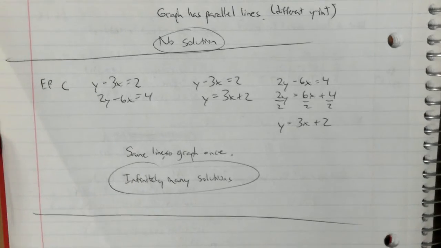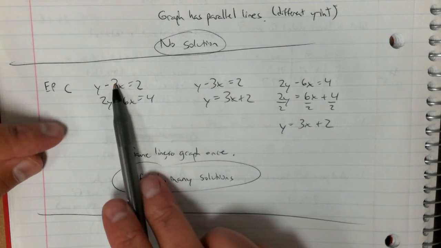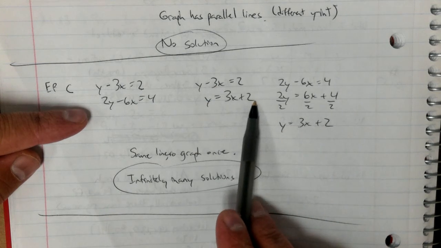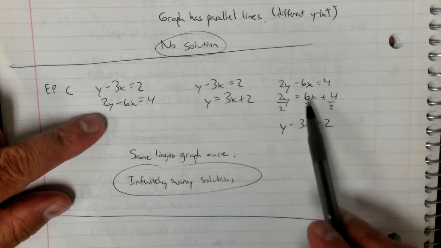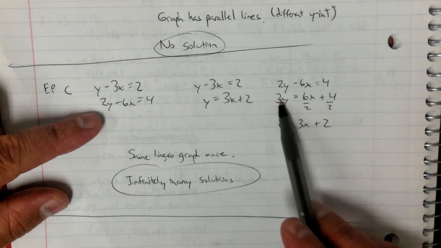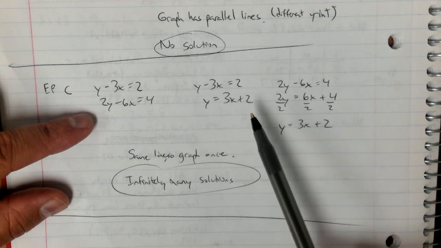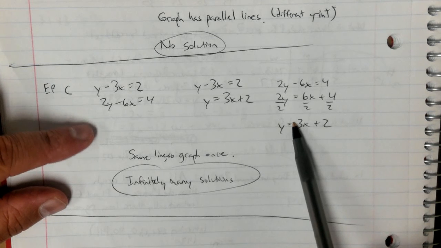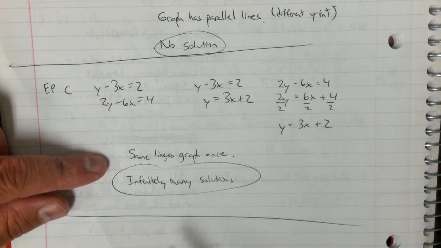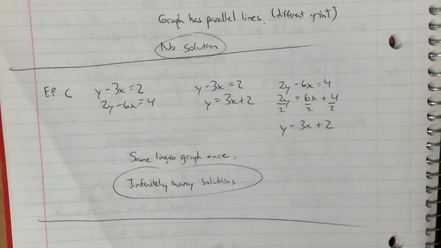Then for our last one, I've got y minus 3x equal 2, so y equal 3x plus 2. And I've got 2y minus 6x equal 4, so now I divide by 2, so I get y equal 3x plus 2. They are exactly the same. They're the same line, so you only graph it once, and there's infinitely many solutions.